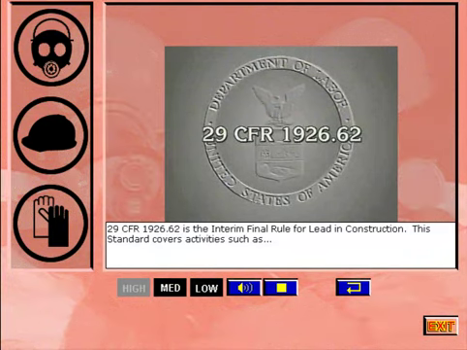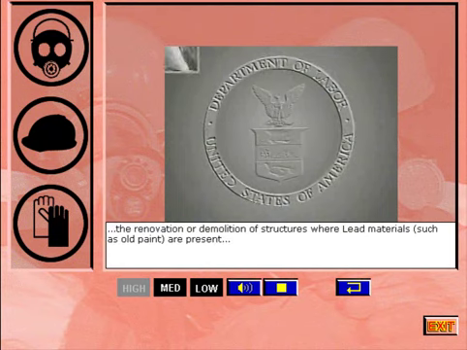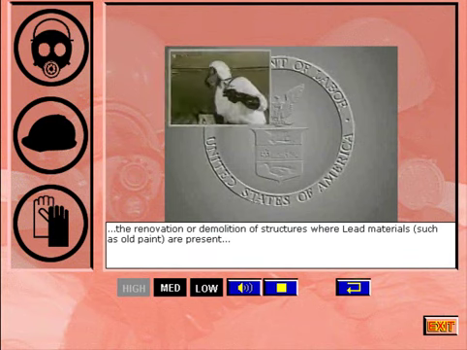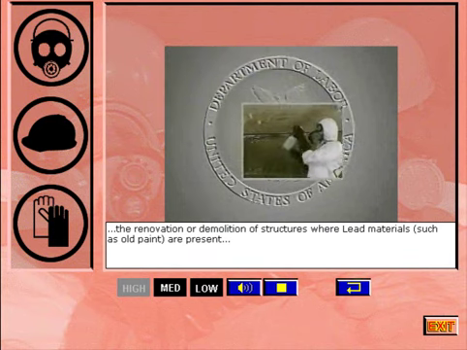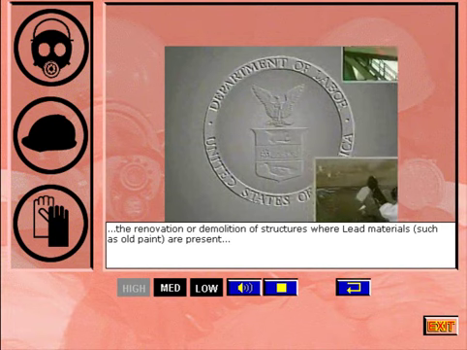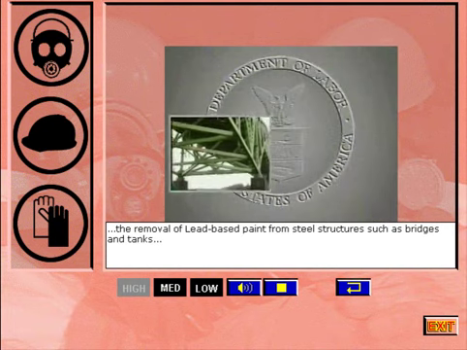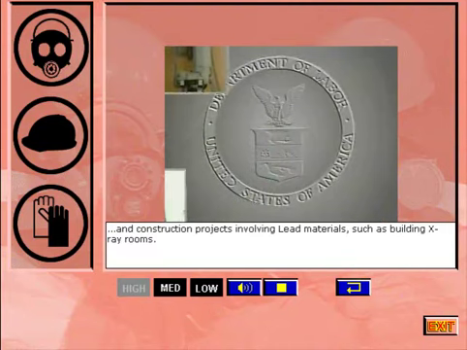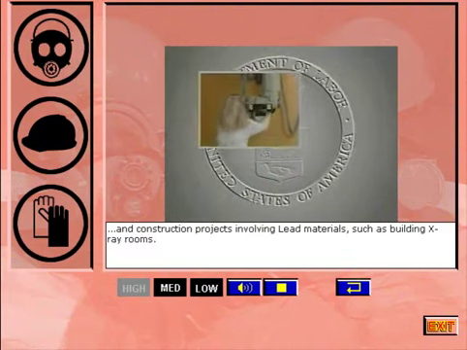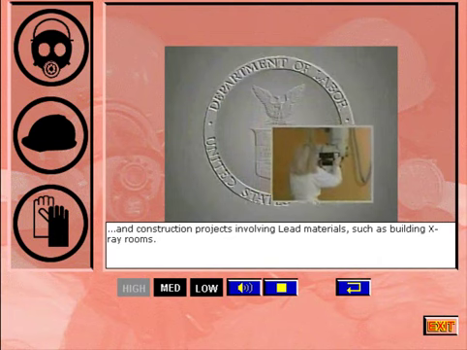29 CFR 1926.62 is the interim final rule for lead in construction. This standard covers activities such as the renovation or demolition of structures where lead materials such as old paint are present, the removal of lead-based paint from steel structures such as bridges and tanks, and construction projects involving lead materials such as building X-ray rooms.